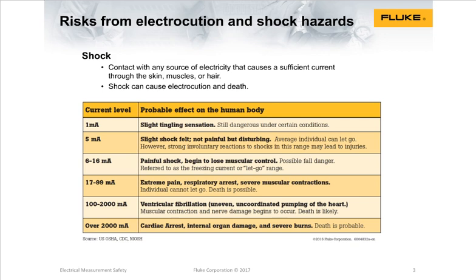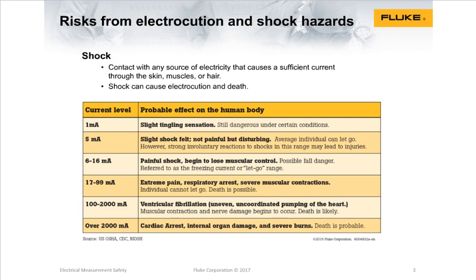Risks from electrocution and shock hazards. We all know that this exists. What I found interesting is that cardiac arrest can occur, at the bottom of the chart here, when you reach over 2,000 milliamps, which isn't a lot of current. A standard night light that you plug into your electrical outlet at home actually uses more current than that. So a very small amount of current will cause a great deal of harm.